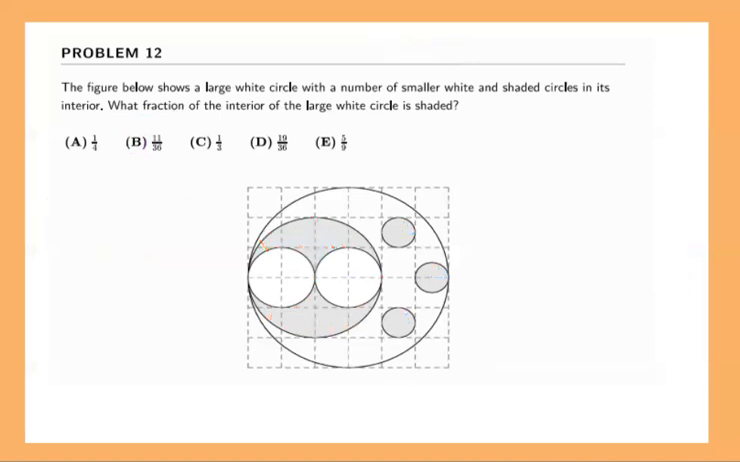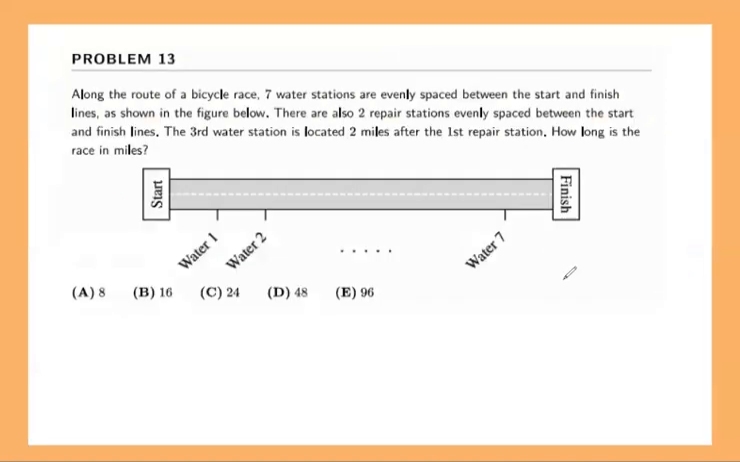So let's move on to the next problem. We have a bicycle race, and there are 7 water stations evenly spaced between the start and the finish lines as given. So this is 1, this is 2, there are more in between, and then this is 7. This is the start line, this is the finish line.